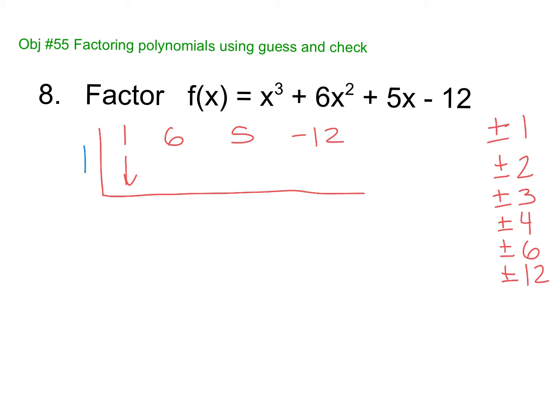All right, so I'm going to just try 1, see what happens. So bring my 1 down. 1 times 1 is 1. 7, 7, 12, 12, 0. Oh, hey, it worked. It worked because we got a 0, right? Remember, our goal here is to have a remainder of 0.